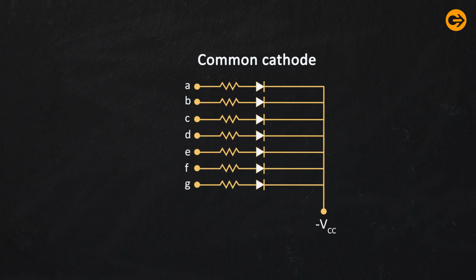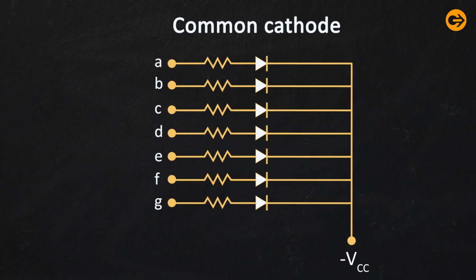In common cathode, all the cathodes of 7 segment LEDs are connected to minus VCC. And when high signals are applied to the individual cathodes, the LEDs display in form of digits. In common cathode, we need to supply logic 1 to illuminate the LEDs.